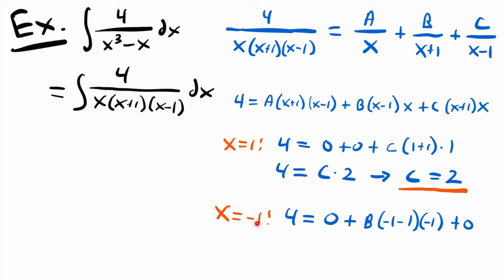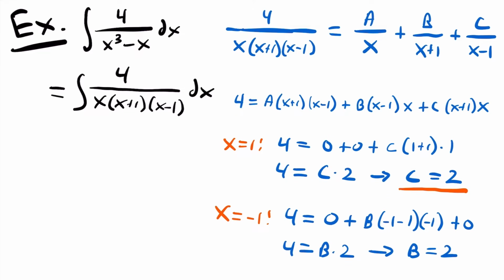So when x is equal to -1, this whole term becomes 0, and this whole term becomes 0, and so c and a are eliminated, and it leaves us with just b. And so now we can solve for b. We'll have 4 is equal to b times -1 minus 1, that is -2, times -1 is +2, and so we have b times 2, and once again, if we divide both sides by 2, we can solve for b, and we'll find that b is equal to 2.